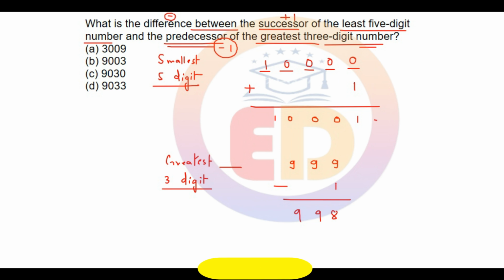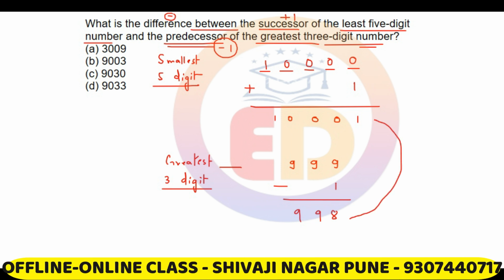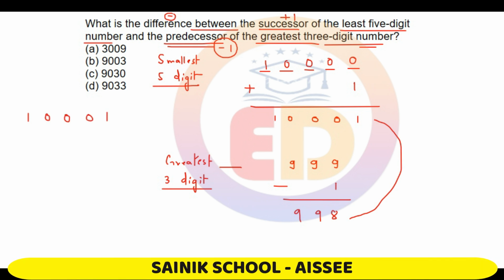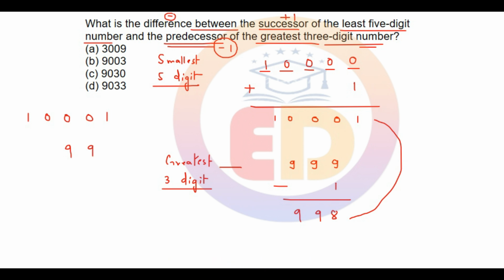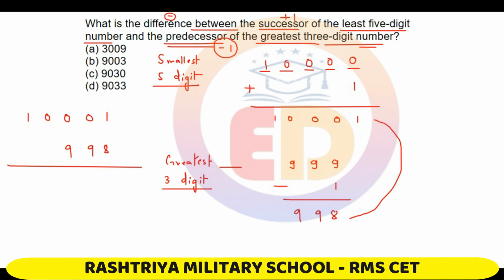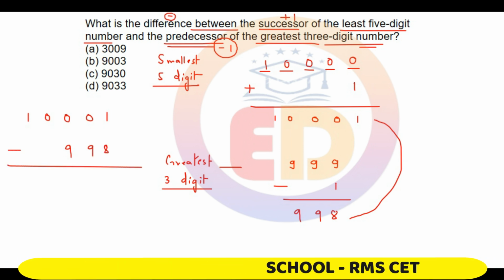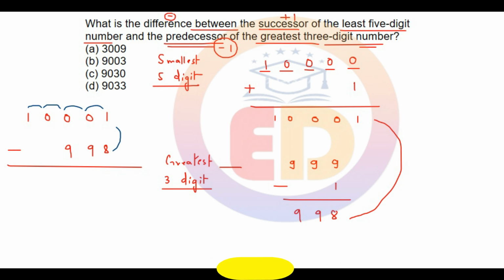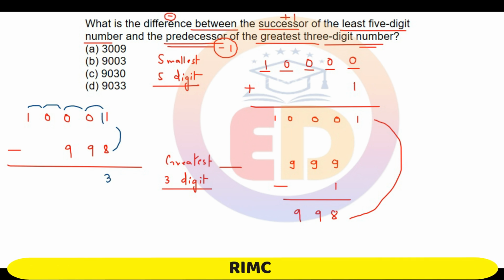And now I have to take the difference of these two numbers. Let us take the difference of 10,001 and 998. On subtracting I cannot subtract 8 from 1, so borrow. This 1 will become 11. 11 minus 8 is 3.